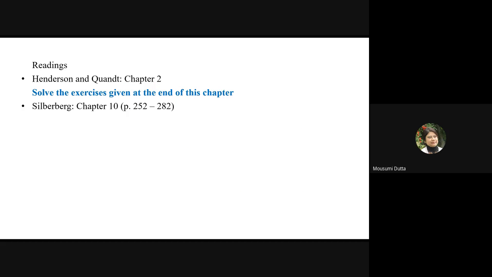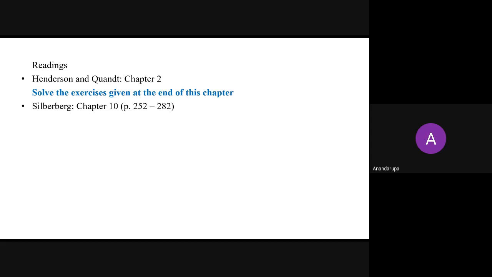Okay, so readings: Henderson and Quant chapter 2, solve the exercises I mentioned in the last class too. However, you are telling me that there is some problem in this version of Henderson and Quant, so I have to take a snap and send the exercises to you. Does anyone have the actual book, not the soft copy, with you? Anyone in the class? Yes, ma'am. Okay, would you please take a snap or scan of the exercises and send the PDF to your friends, or post it in the Google Classroom? Okay, ma'am.